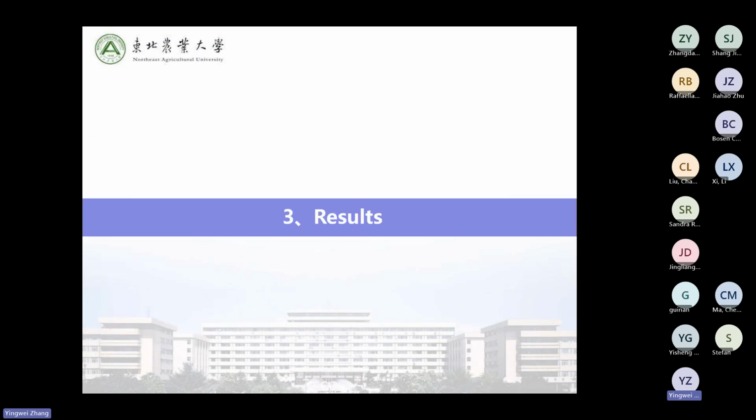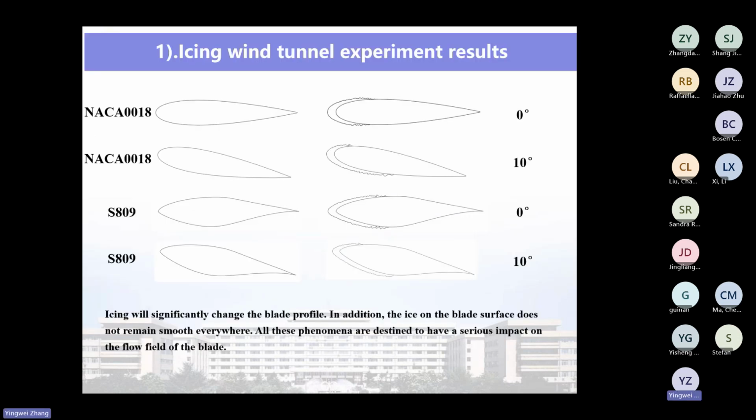The next step is the results. The iced blade model was obtained by icing wind tunnel experiments. As can be seen from the results shown on the right side of the figure, icing will significantly change the blade shape. In addition, the ice on the blade surface does not remain smooth everywhere. All these phenomena are destined to have a serious impact on the flow field of the blade.